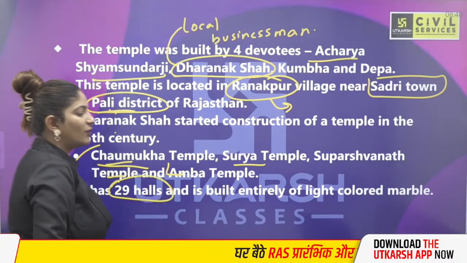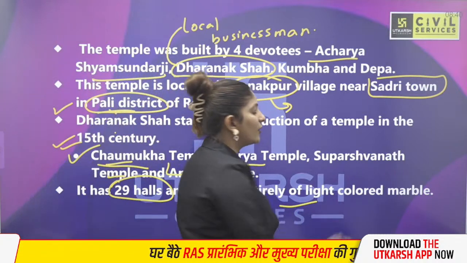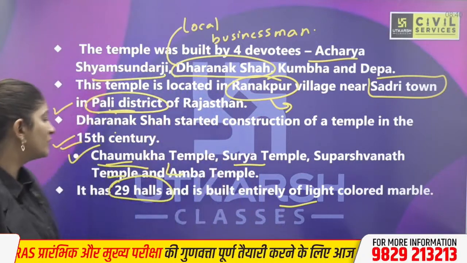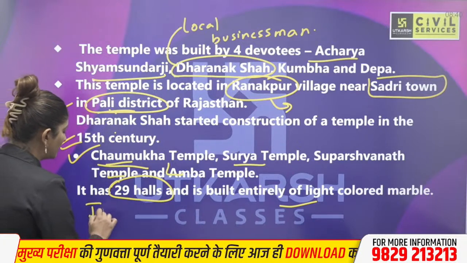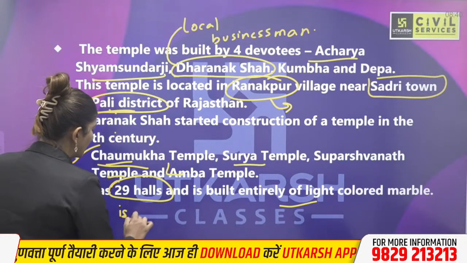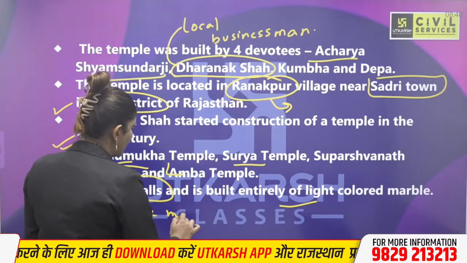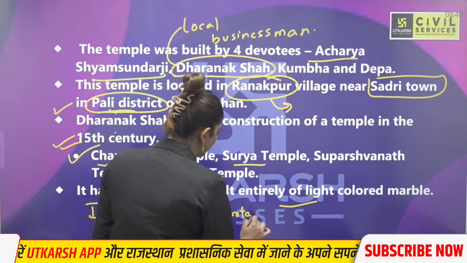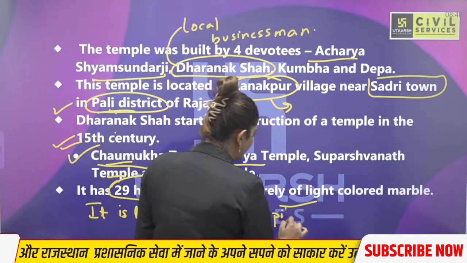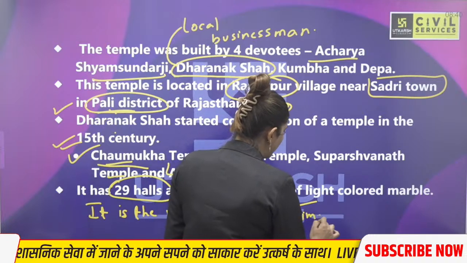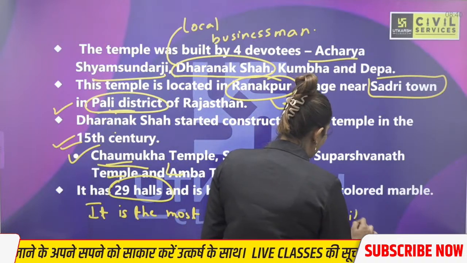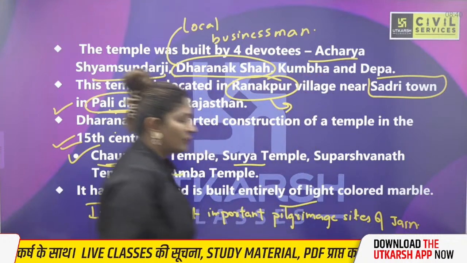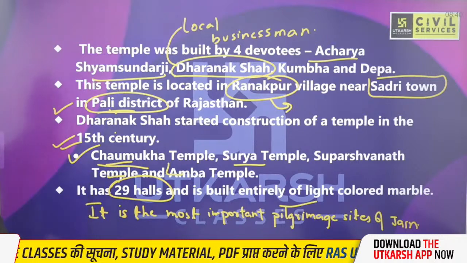Now it has 29 halls which is built entirely of light colored marble. This also I told you when I began this class. Also make sure that you know it is one of the most important pilgrimage sites for Jains, for the Jain segment. Remember, because these kind of questions are generally asked.